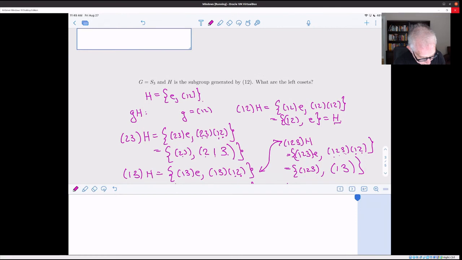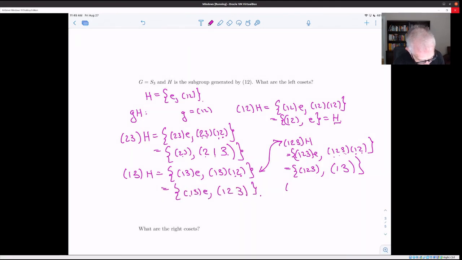And if you do (1 3 2)H, you'll find that it's actually the same as that one. And I think those are all the possibilities. Because there's the identity, there's the 3 transpositions, and then there's the 2 rotations that aren't the identity. And in the end, you just get 3 cosets. And the 3 cosets are the original subgroup, and then {(2 3), (1 3 2)}, and {(1 3), (1 2 3)}.